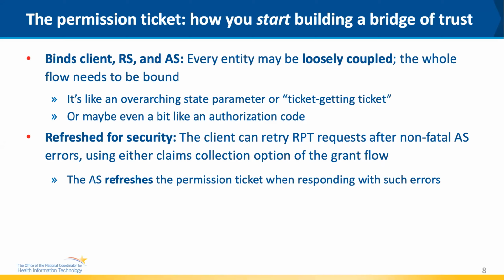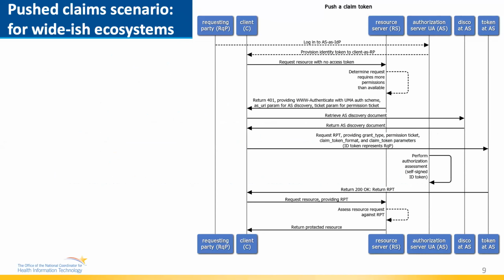So now let me show you the two most common scenarios for how you do this claims collection thing. The most common scenario is known as pushed claims, and it's a back channel scenario. And I'm going to describe it as being for wide-ish ecosystems. And I think you'll find this very familiar if you're an identity and access management kind of person. And I say wide-ish because it involves some co-location of certain kinds of entities here.